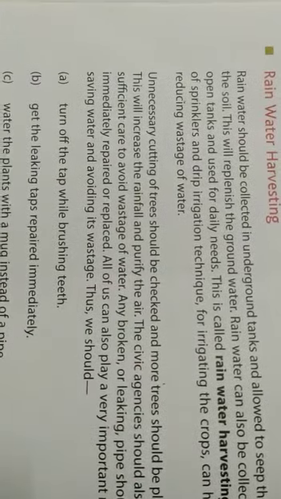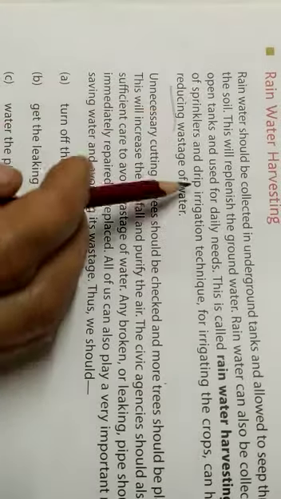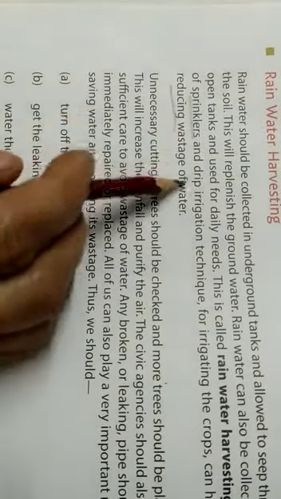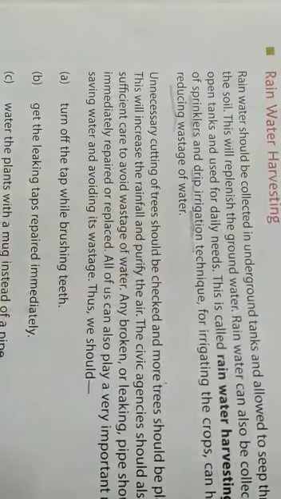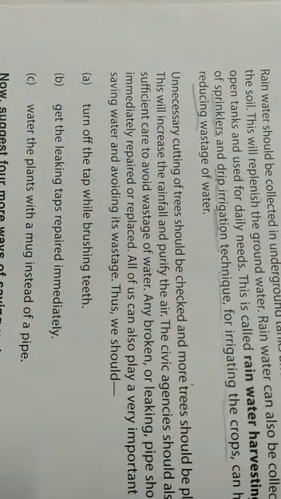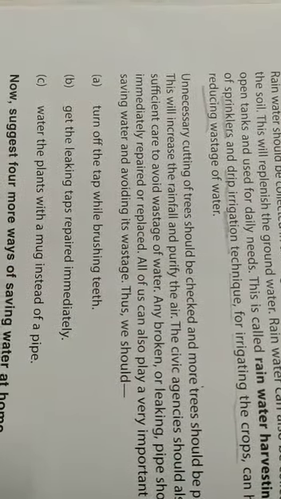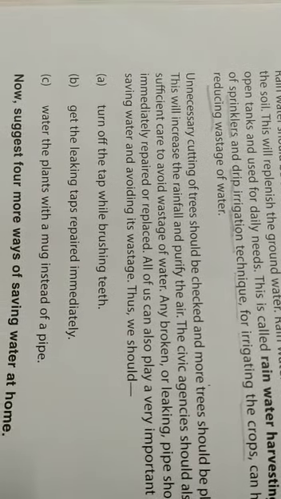Use of sprinklers and drip irrigation technique for irrigating the crops can help in reducing wastage of water. Very important. Sprinkler पानी छिड़काव करके डालना और ड्रिप इरिगेशन बूंद बूंद करके पानी डालने की टेक्निक्स, these are going to be very helpful in the wastage of use of water. This reduces the wastage of water.